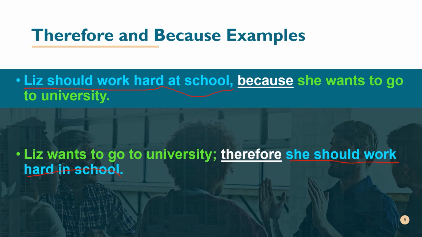So when we see the word because, it's letting you know that the information after it is reinforcing that idea. It's supporting it. That's what reasons do. They support the conclusion. In the bottom, you have the reason or the support first. Hey, Liz wants to go to university. Therefore, this is what she should do.